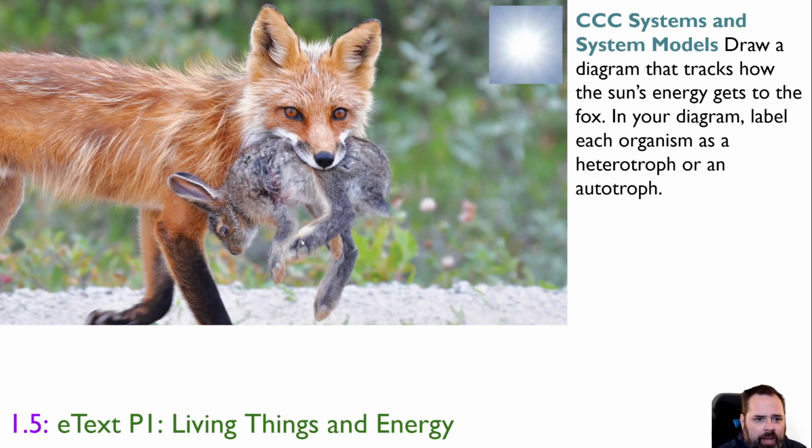So we got figure 3 here. I want you to draw a diagram that tracks how the sun's energy gets to the fox. In your diagram, label each organism as a heterotroph or an autotroph.